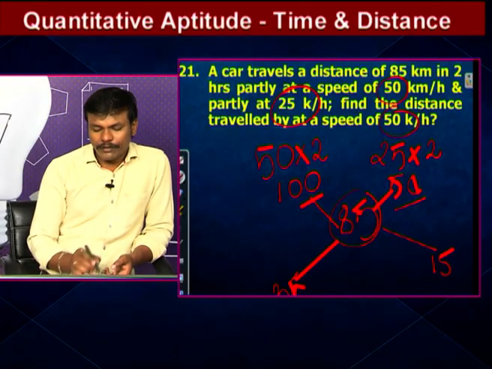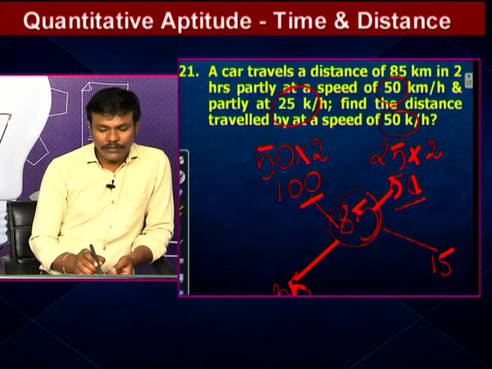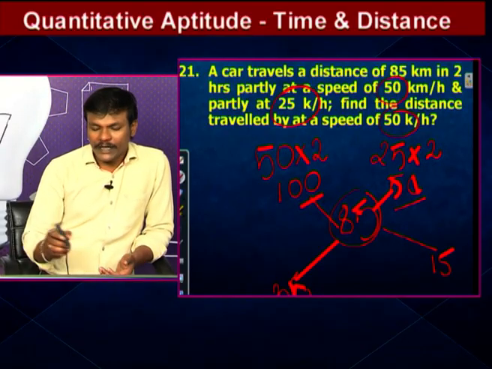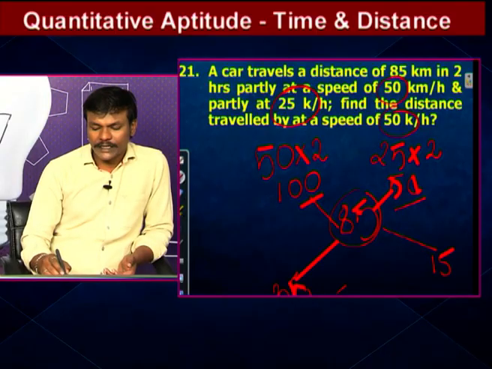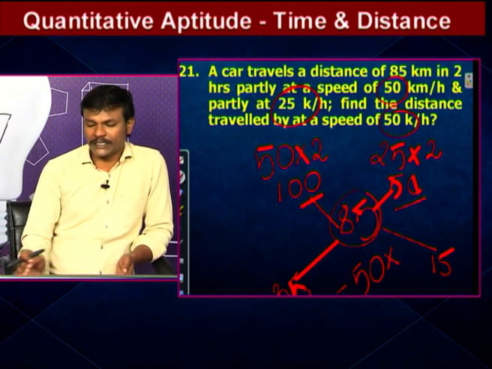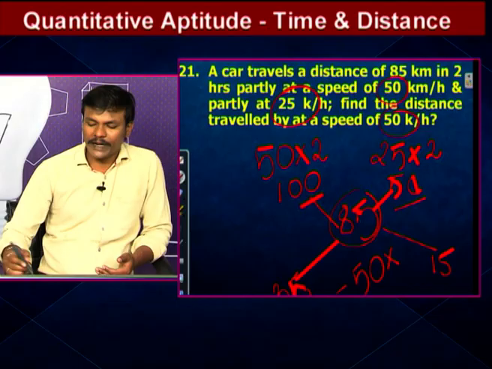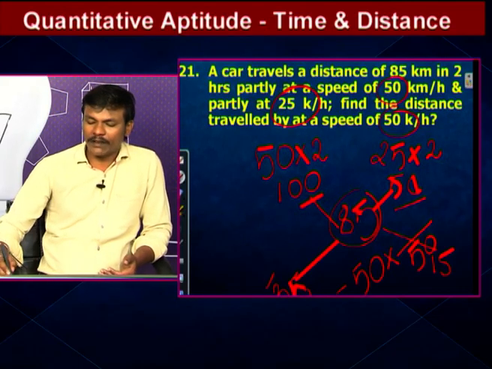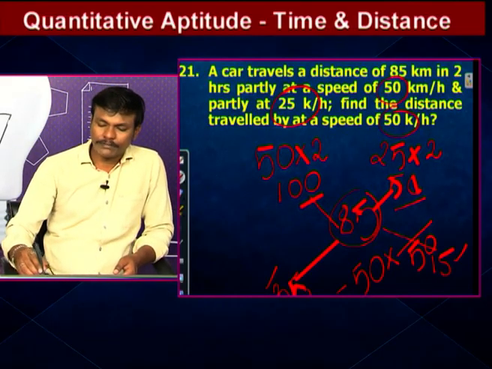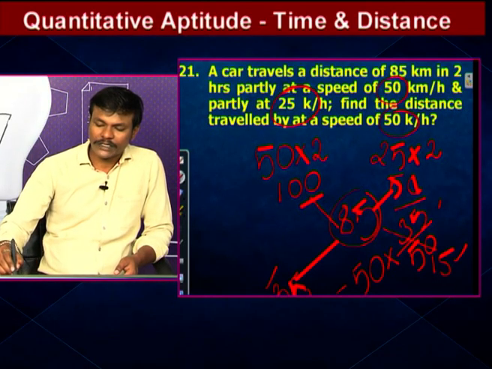So 35 to 15. One part of the time is 35 parts, another part of the time is 15 parts. The speed of 50 kilometer per hour means speed 50 into time. What is the speed? The total parts is 35 and 15, so 50 parts. The speed of 50 is 35 parts, in how many hours? In 2 hours.